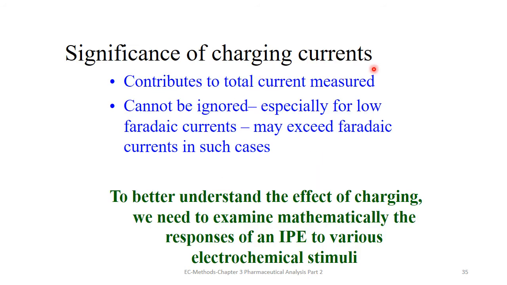Significance of charging currents: they contribute to the total current measured and cannot be ignored, especially for low Faradaic current, since they may exceed Faradaic currents in such cases. To better understand the effect of charging, we need to examine mathematically the response of an IPE to various electrochemical stimuli.